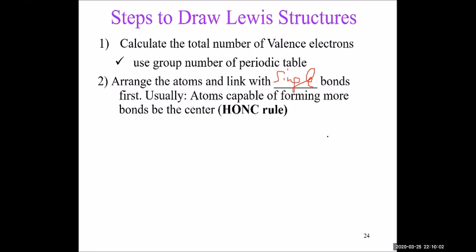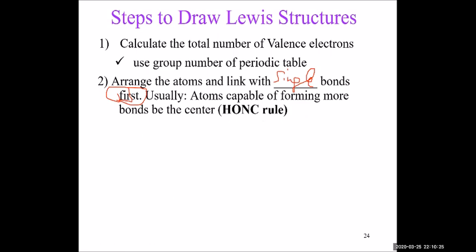It is a single bond first. Later, we might need a double bond or triple bond, but in the beginning, let's draw only single bonds. And then when you lay out atoms, if you have a formula, then you need to decide which atom should be the center. Which atom cannot be the center? How do we know? We use the HONC rule.